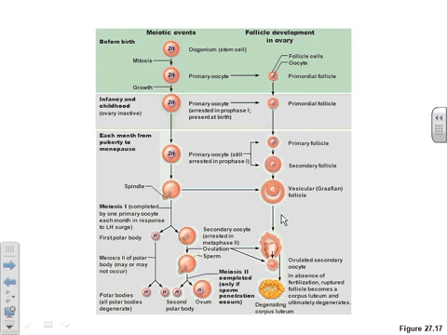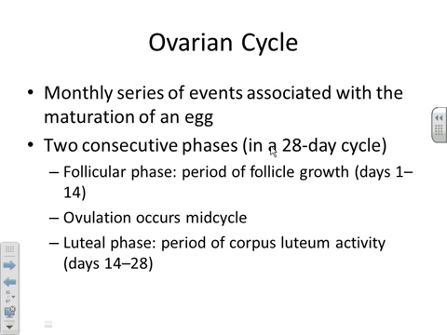It then continues once the egg is completely matured. After meiosis 1 and 2, ovulation occurs. And then we have that corpus luteum, that scar tissue that must regenerate so that we can begin the cycle again. A new primordial follicle will mature into a primary follicle to begin the cycle.